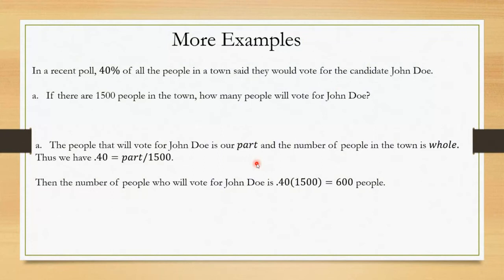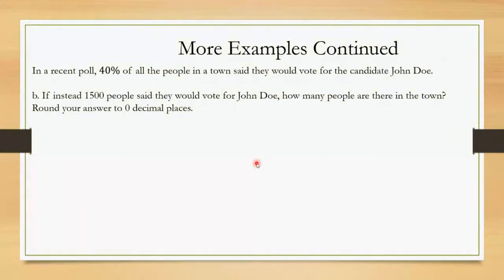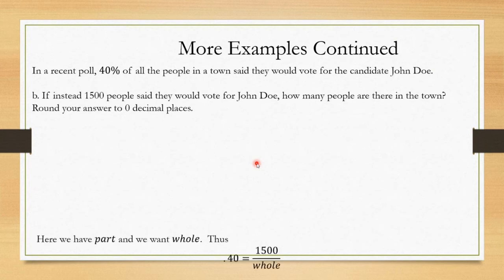Okay, that question wasn't so bad. But now let's make it really interesting. What if I told you instead that the 1,500 people is the 40%? So in this case, we're telling you that 40% of the town is the 1,500 people. How many people are there in town? Well, in this case, we're given the part, right? But we want to figure out what the whole is.